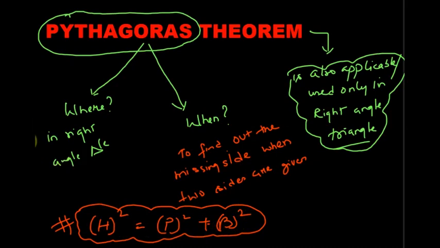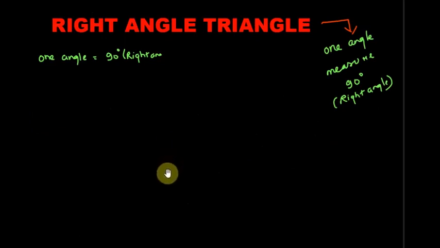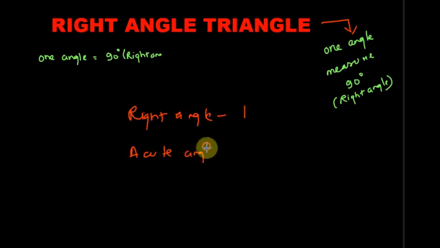Okay, let us quickly revise what we have learned today. First of all, we have learned the meaning of trigonometry. What is the meaning of trigonometry? Measurement of right angle triangle. That is, basically we are going to find out the sides and the angles of a right angle triangle. Next, we have discussed right angle triangle. In a right angle triangle, how many right angles do we have? We have one right angle. And how many acute angles? Please remember this, we have two acute angles, okay. This is the main property of right angle triangle.